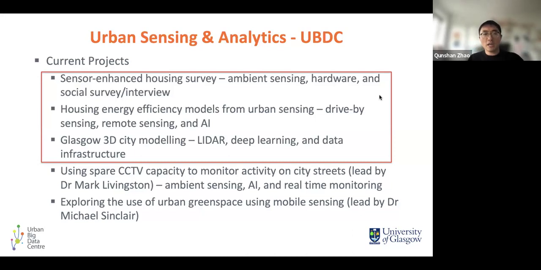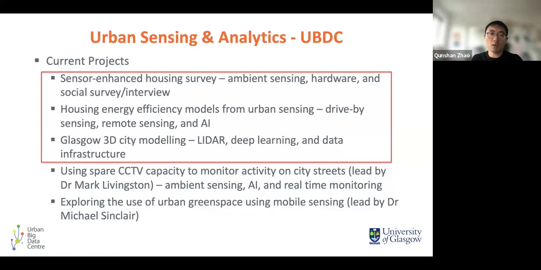The final one is more because we are a data center, so we always have a need to create data products. We have been funded by the Glasgow City Council to create a new version of the 3D city models in Glasgow. There are a couple of other projects, as you can see here, like the CCTV projects. In many cities, we have CCTVs to monitor the streets, and mostly they are for police officers to look at crimes.